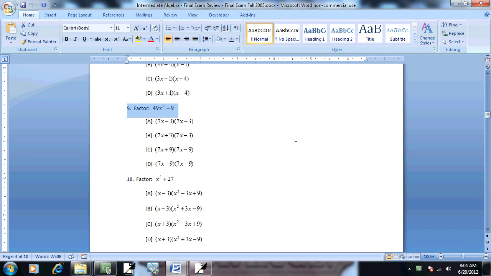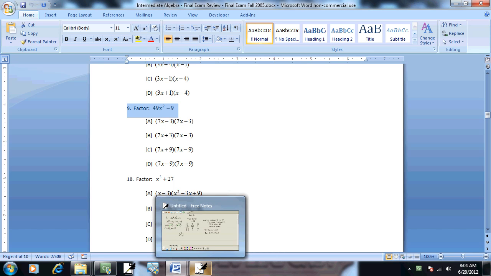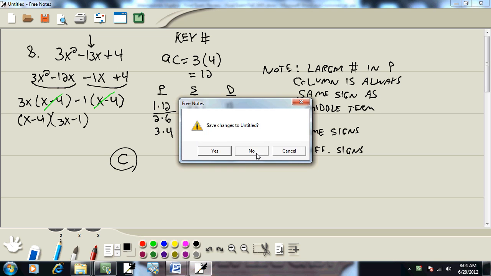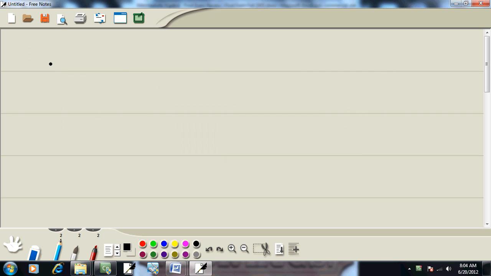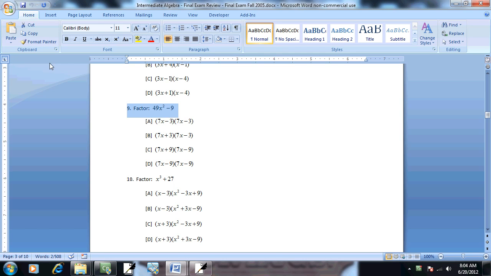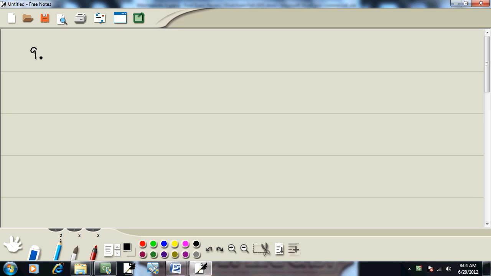Let's take a look at problem number 9. Another factoring one. And we got 49x squared minus 9.